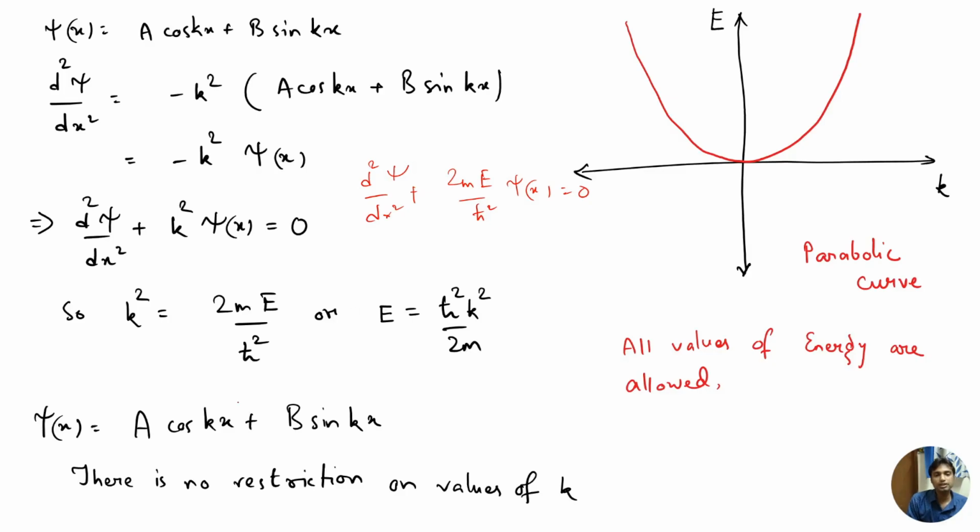And now if you compare, here we have this k square term, and here we have the 2mE by h bar square term. So these two have to be equal. So k square is nothing but 2mE by h bar square, and if you just rearrange this, you get E equal to h bar square k square by 2m. And since there is no restriction on the values of k, we'll say that all the energy values are allowed.